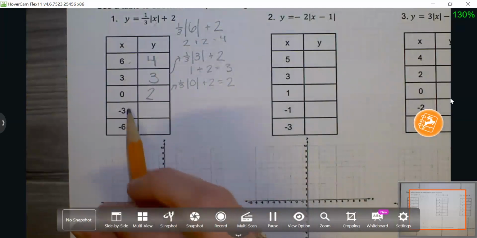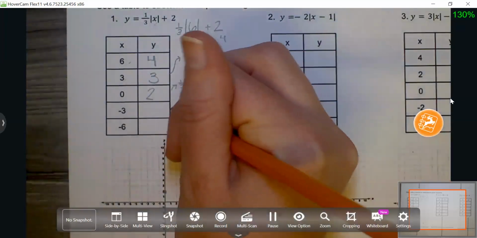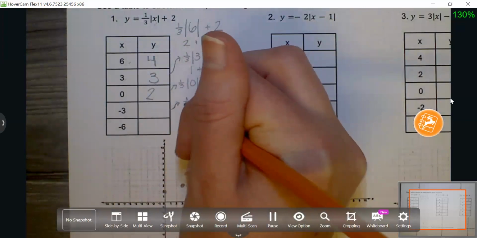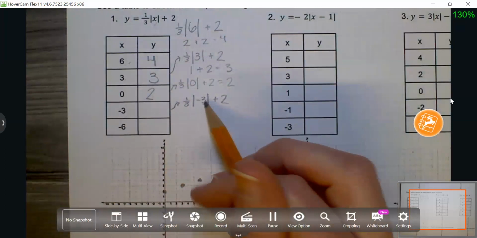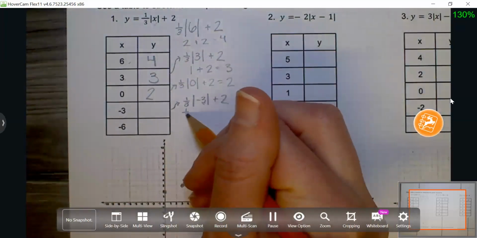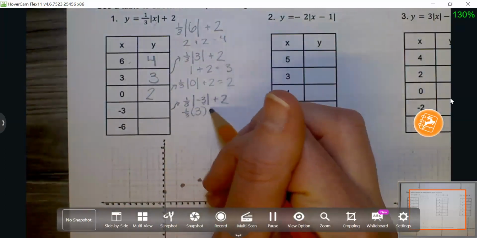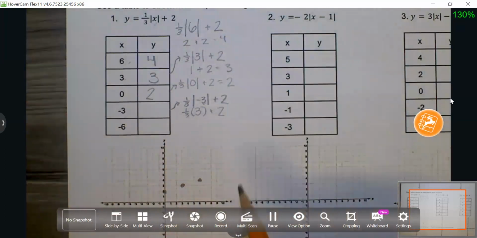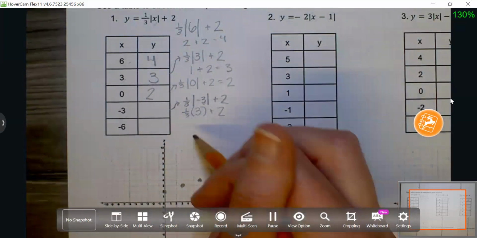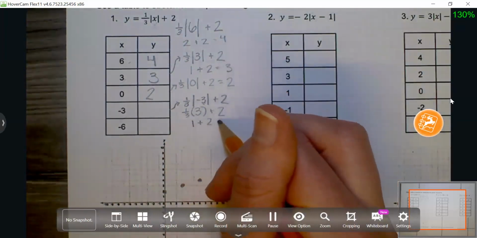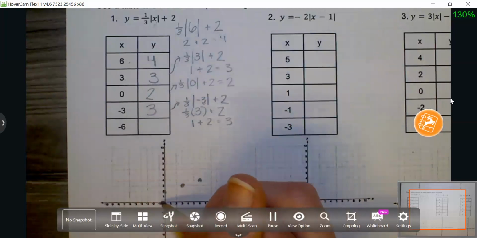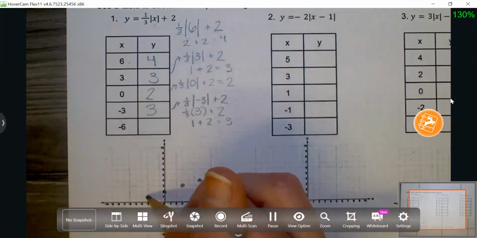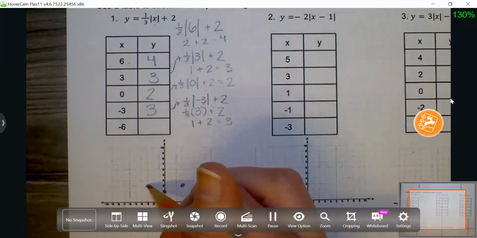Next one, I have -3. So this one, we're going to use that absolute value symbol. When I do 1/3 times the absolute value of -3, well, that -3 is actually a +3. It's really 1/3 times +3, because anything that goes into the absolute value symbol comes out positive. So 1/3 times 3 is 1. And when I add 2 to it, I get +3. So I'm going to count over here to -3 and go up to +3.